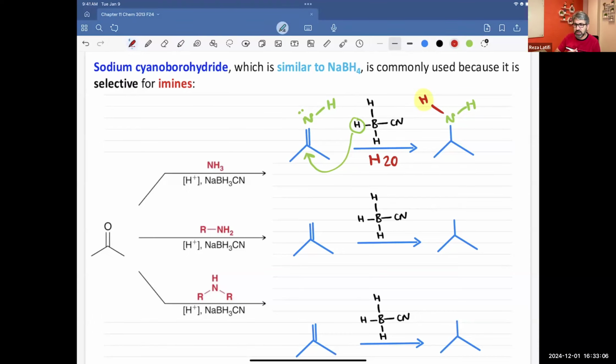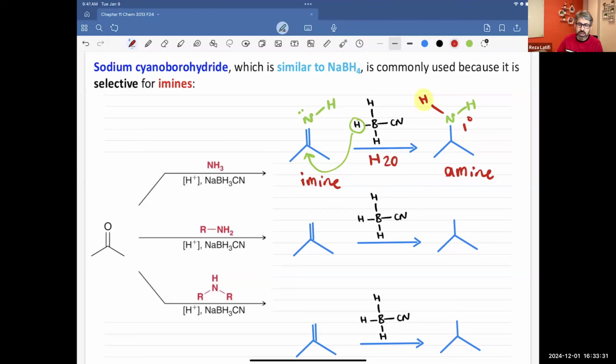So I need to treat the solution or the product with an acidic solution until I turn it into the amine. And this one will be a primary amine. So this one is going to be an amine.